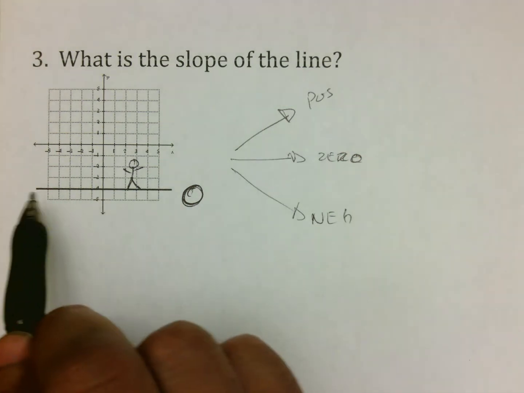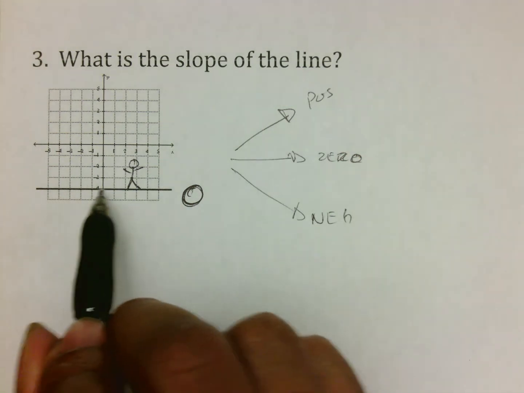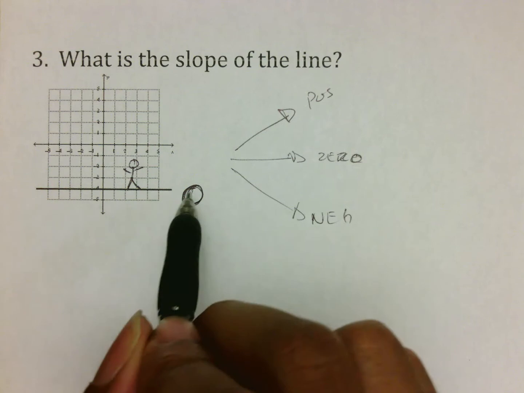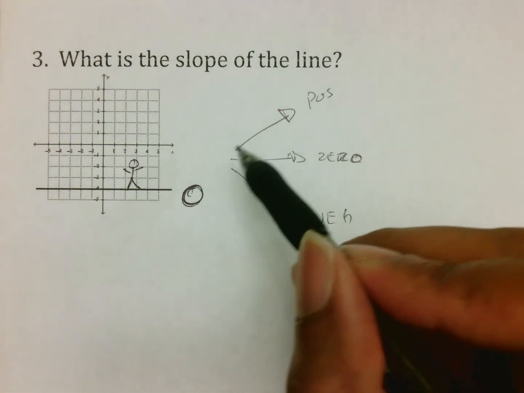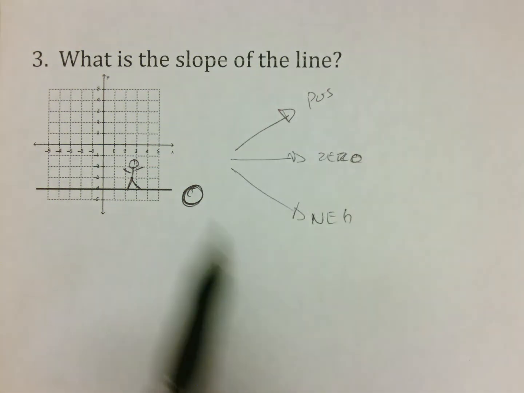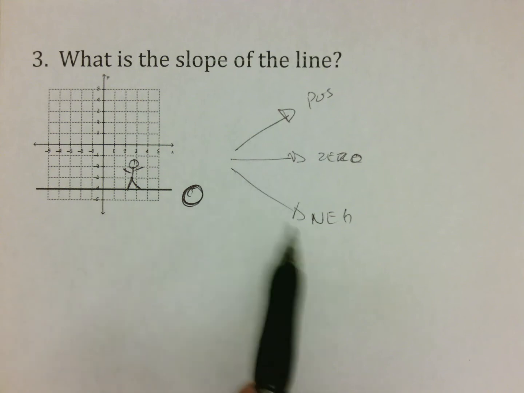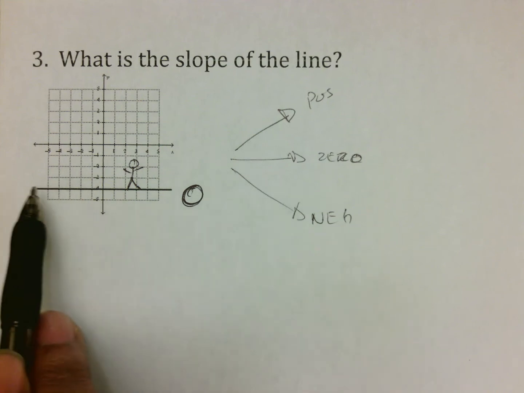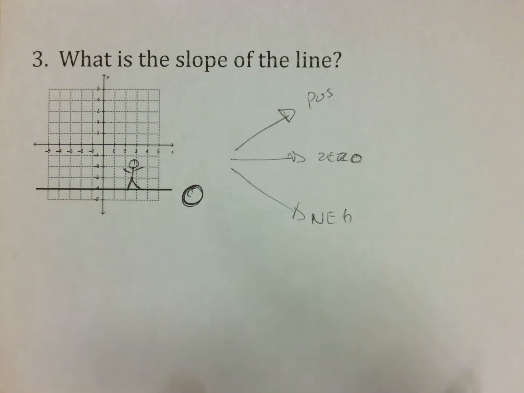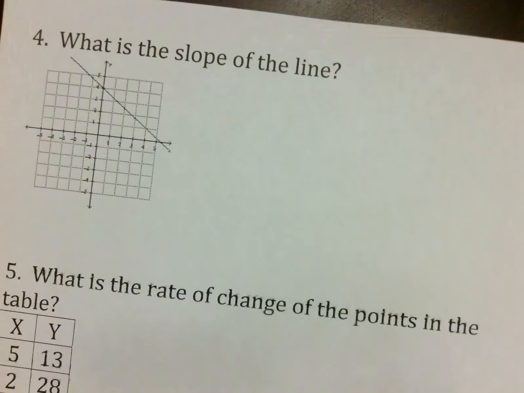Just think about it. If I walk on this line, how much do I rise? Well, the answer is none, which is why the slope is 0. If I walk on this line, I am going up, which is why it's positive. If I walk on this line, I am going down, which is negative. If I am walking on this line, I am going nowhere, which is why, again, the slope is 0. So keep that in mind for your test. You're going to need to know that.